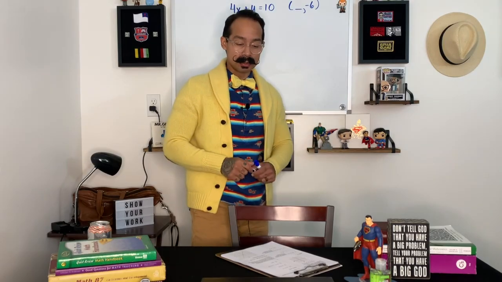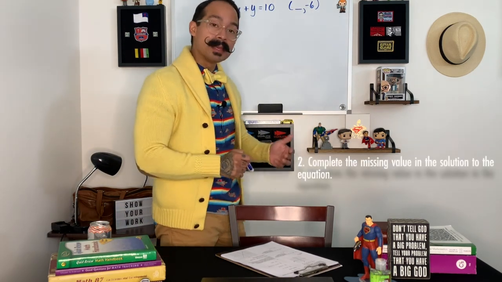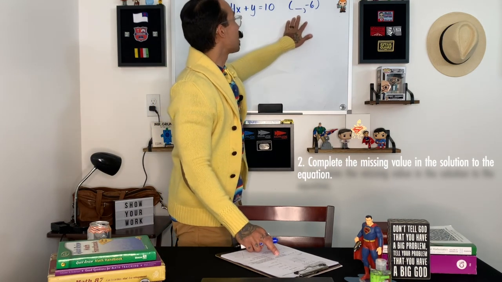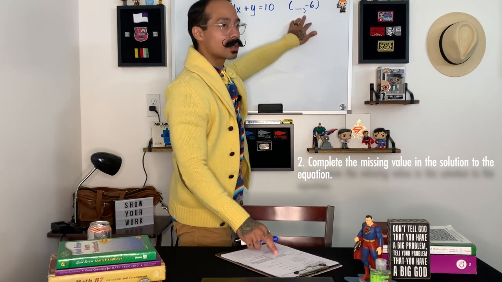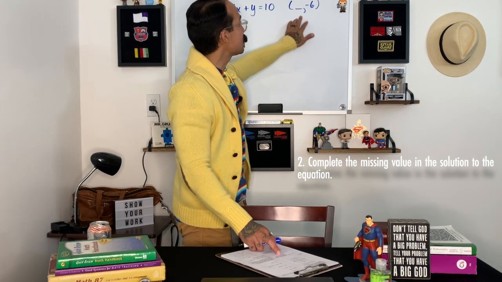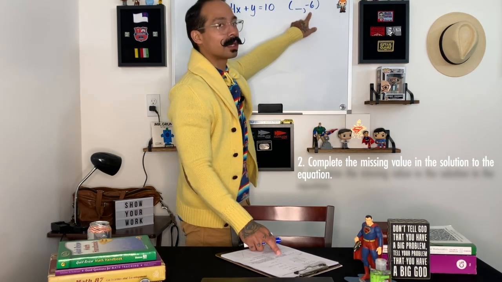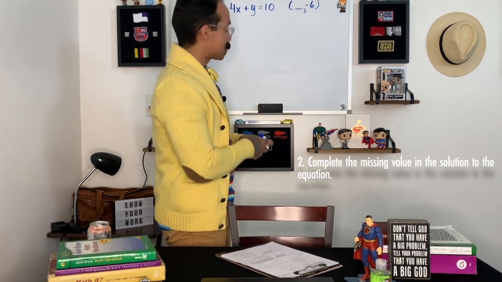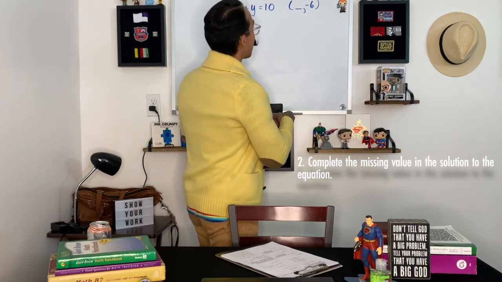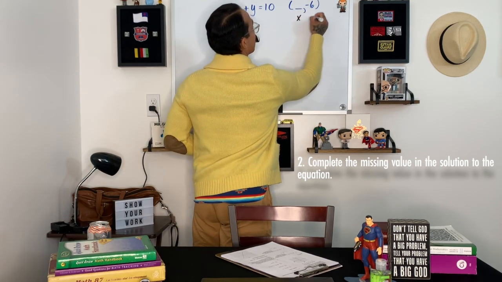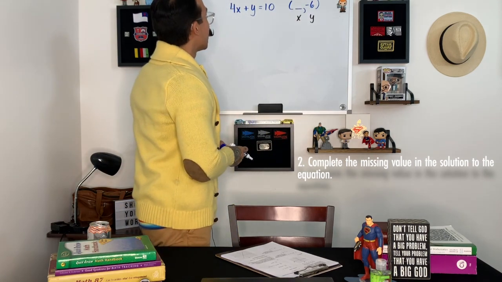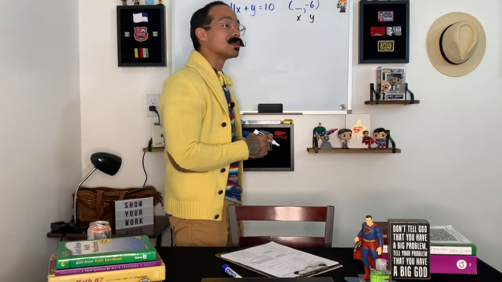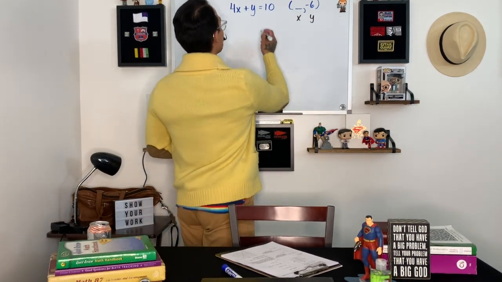For question number 2, we're asked to complete the missing value in the solution to the equation. So we've got this equation, we've got a solution, and we're told that we have a missing value, but we're given something, right? So we're given part of the solution. Hey, the glass is half full, right? So in this solution, we have the missing value of x. We're given y, and since we're given part of that solution, we can go ahead and start to substitute to find what the missing part would be.